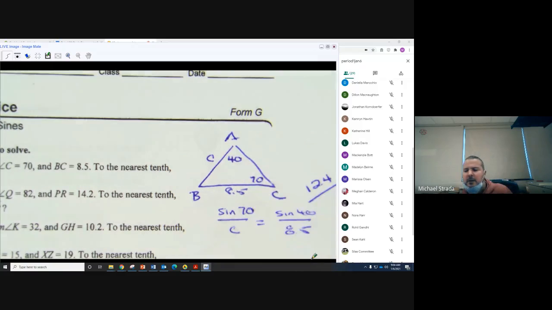If they don't give you a diagram, you just include the diagram. It doesn't have to be drawn to scale. You can draw it equilateral all you want. You're just going to put sides where you need them to be.